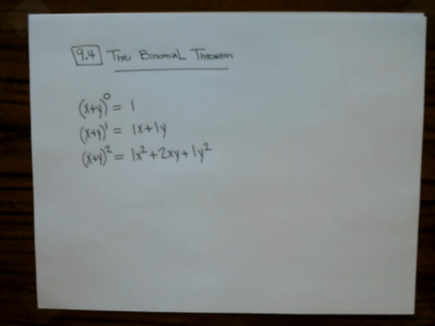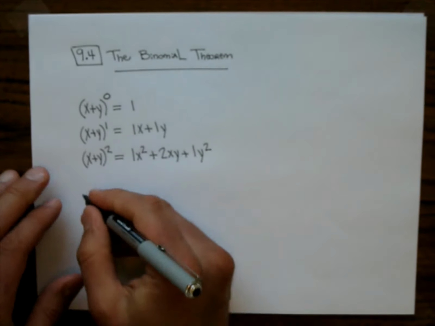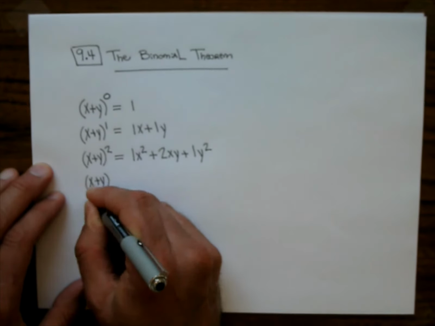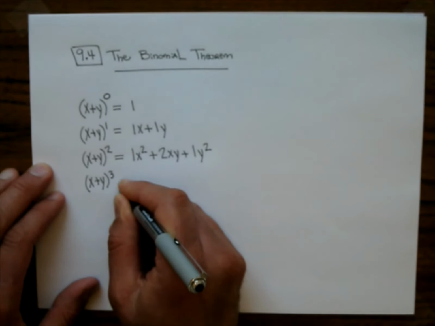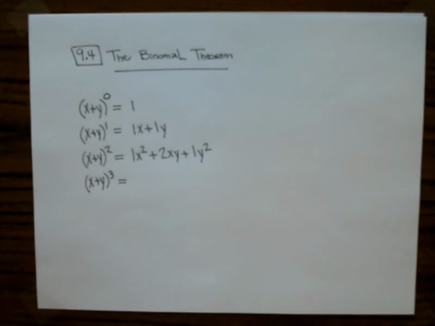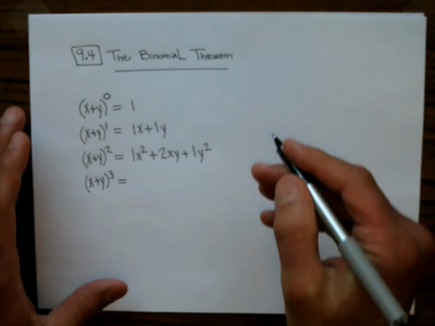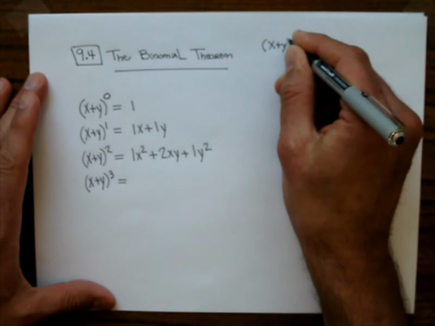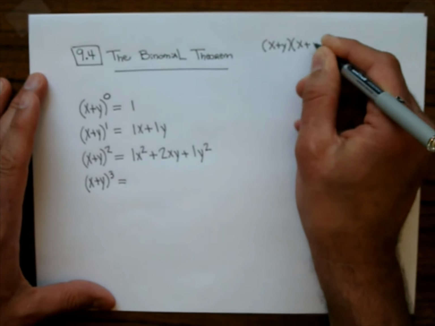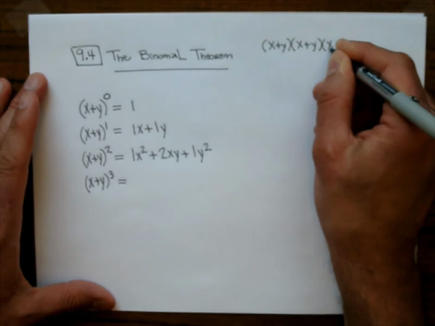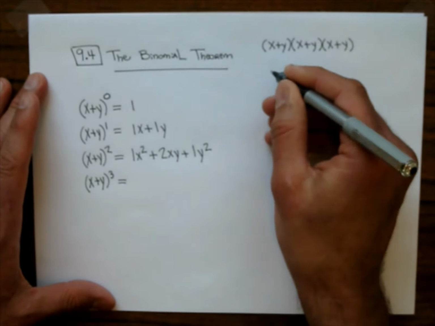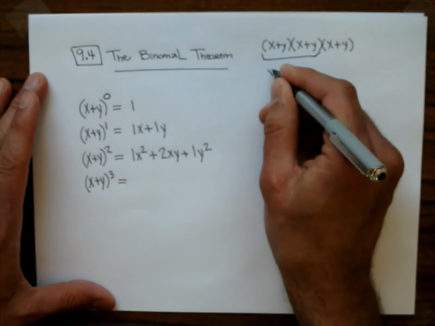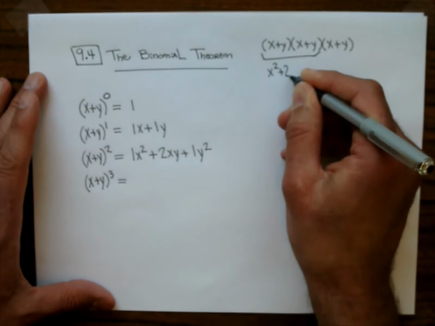Okay, so the next one that I want to do is x plus y to the 3rd. I'll go ahead and do that up here. That's x plus y times x plus y times x plus y. So this is not fun to do. I mean, these guys here will give me what I have here. So this will be x squared plus 2xy. Not writing the ones on this one here.